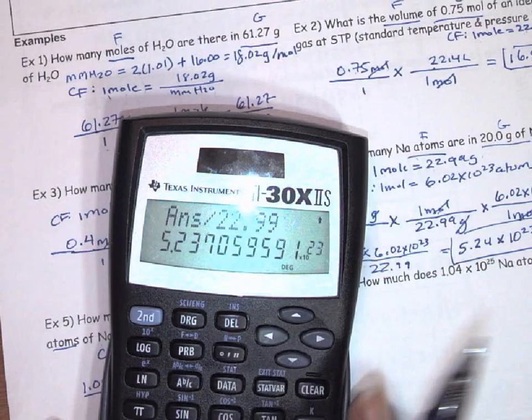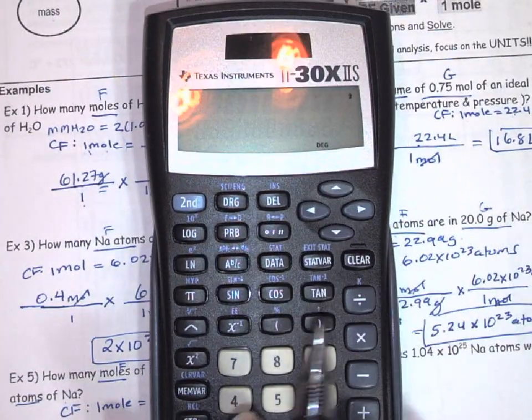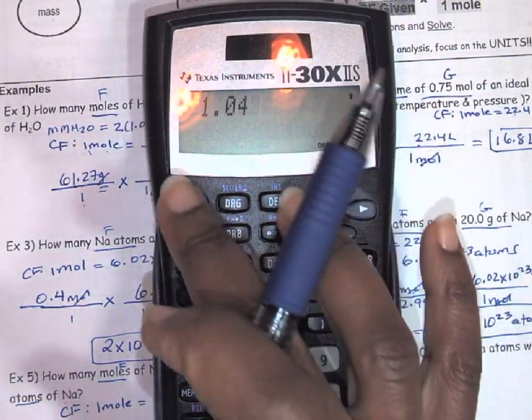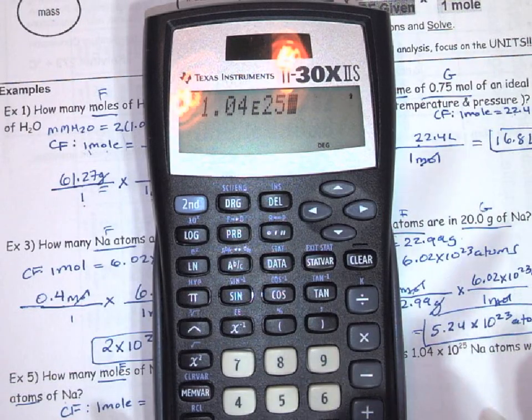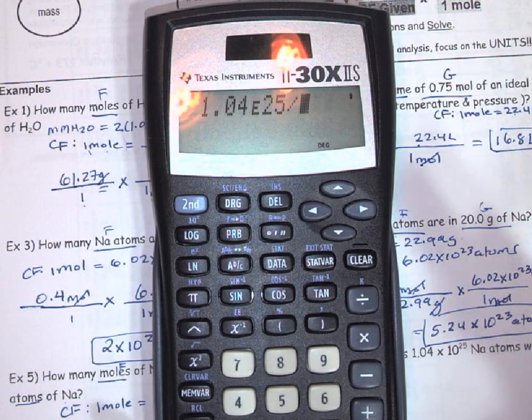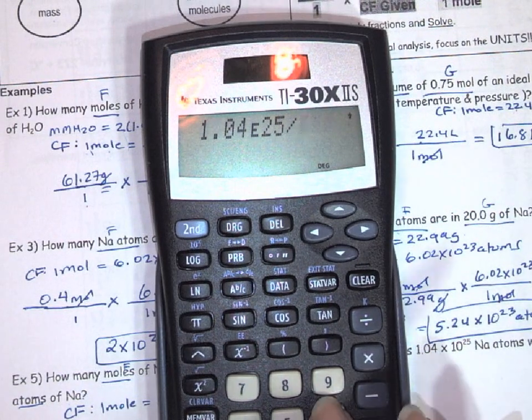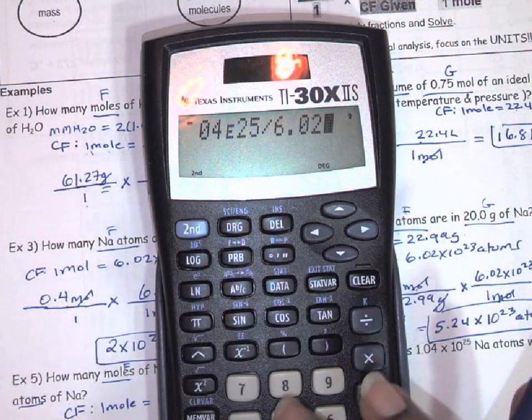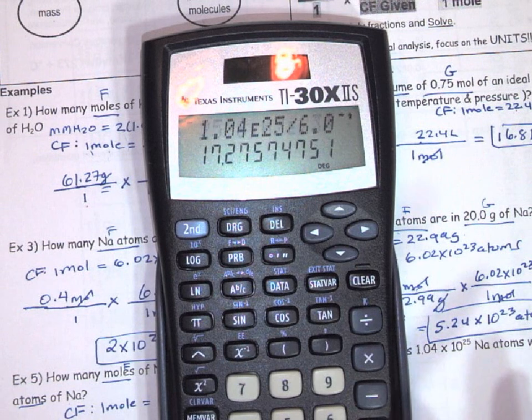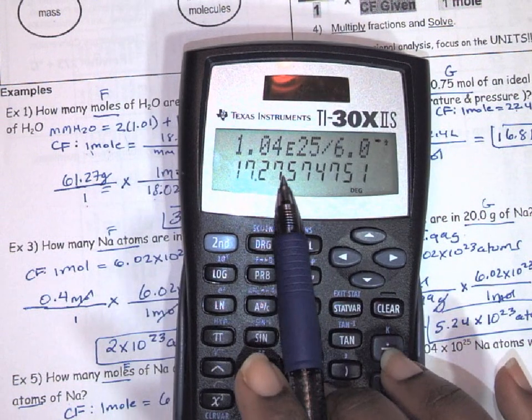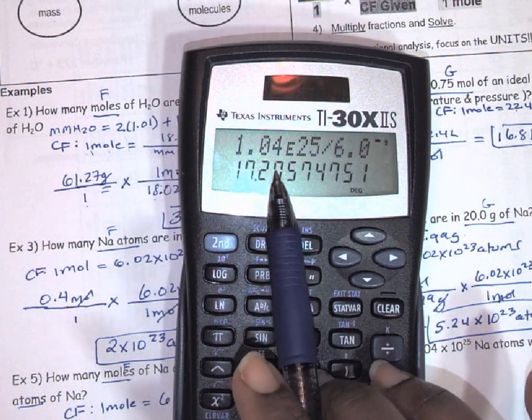So the math was 1.04 times 10 to the 25. So once again, I'm going to use 1.04, second E, 25. And then I don't need to enter it out, but if you want to, you can. And then I'm going to divide by 6.02, second E to the 23. And then you can see I get 17.27, but at 3 sig figs, it'll be 17.3.